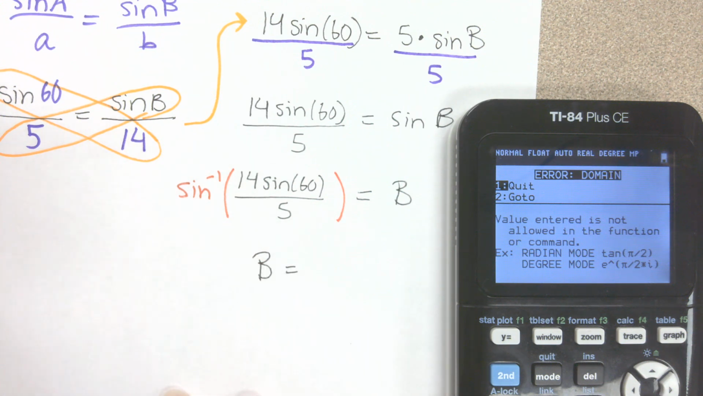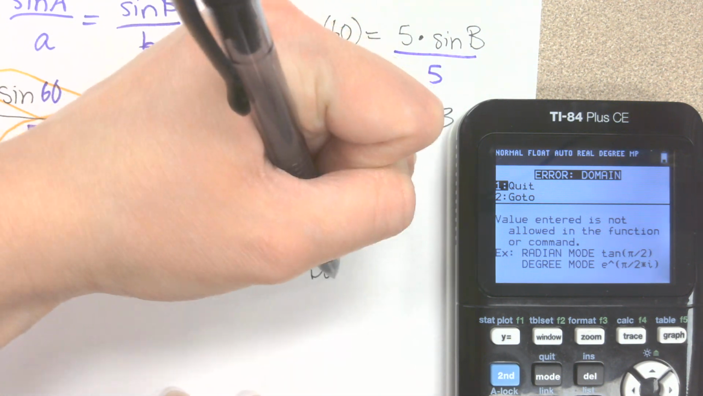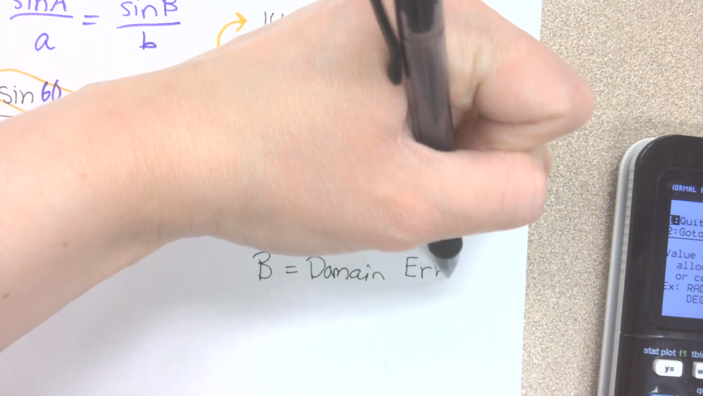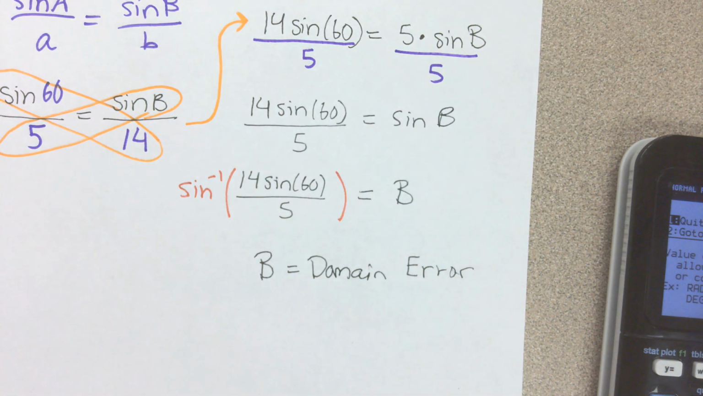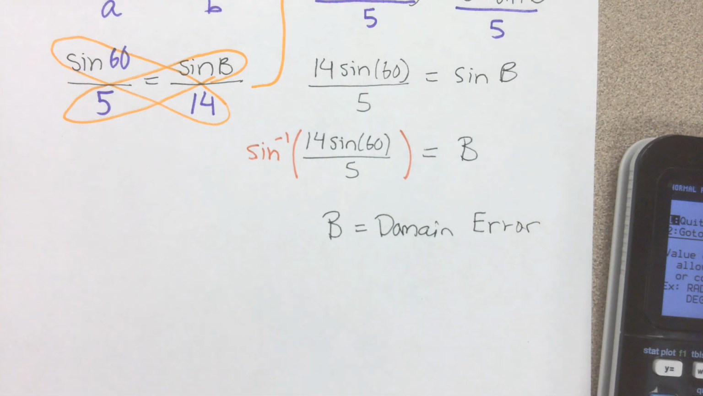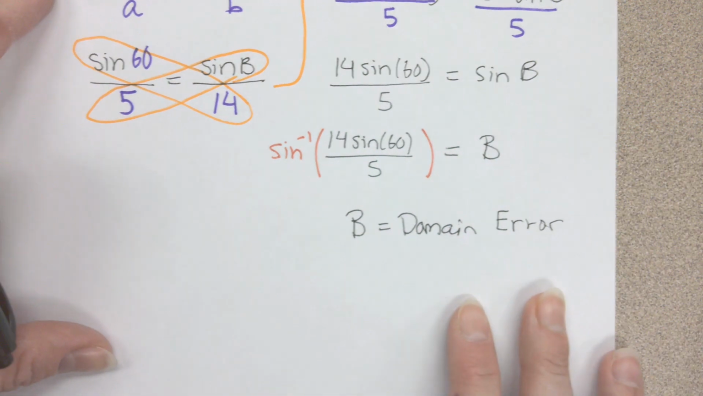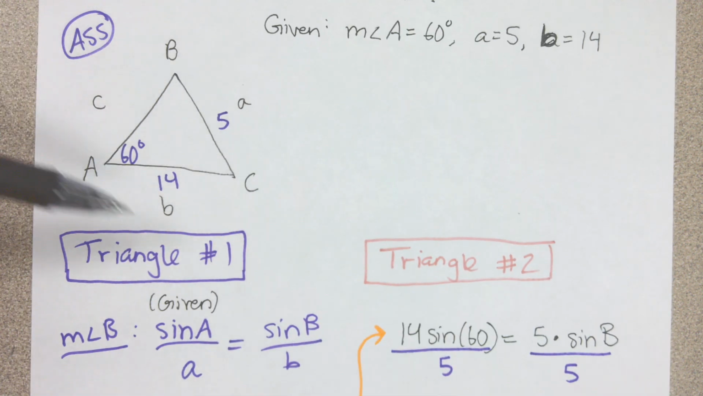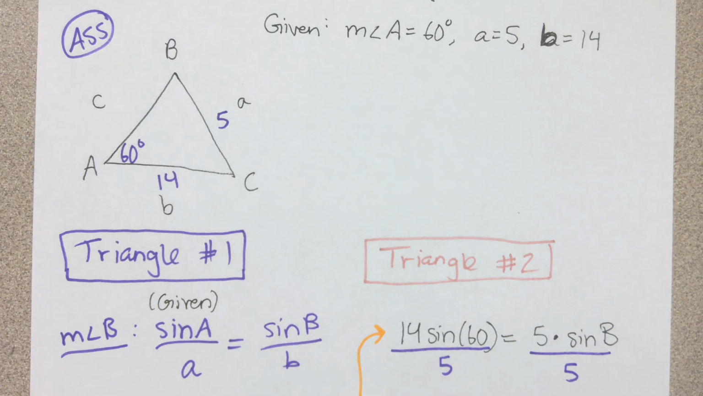So this is just for notes. You don't have to write this down unless you want to, like if you were doing homework. But you get domain error when you type it into the calculator. If you get syntax error, that means you specifically typed something in wrong. Go back and look at it. But domain error, something else is going on here. So since we can't get a value for B, we can't even solve this triangle, let alone set up a second triangle. So obviously the problem stops here.